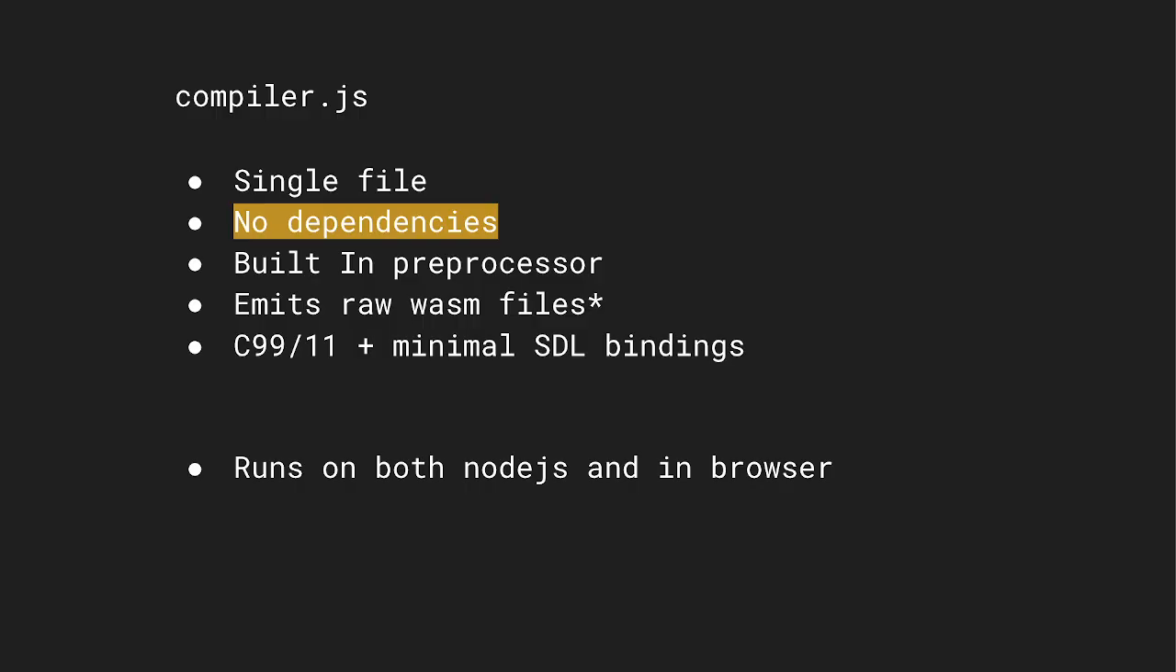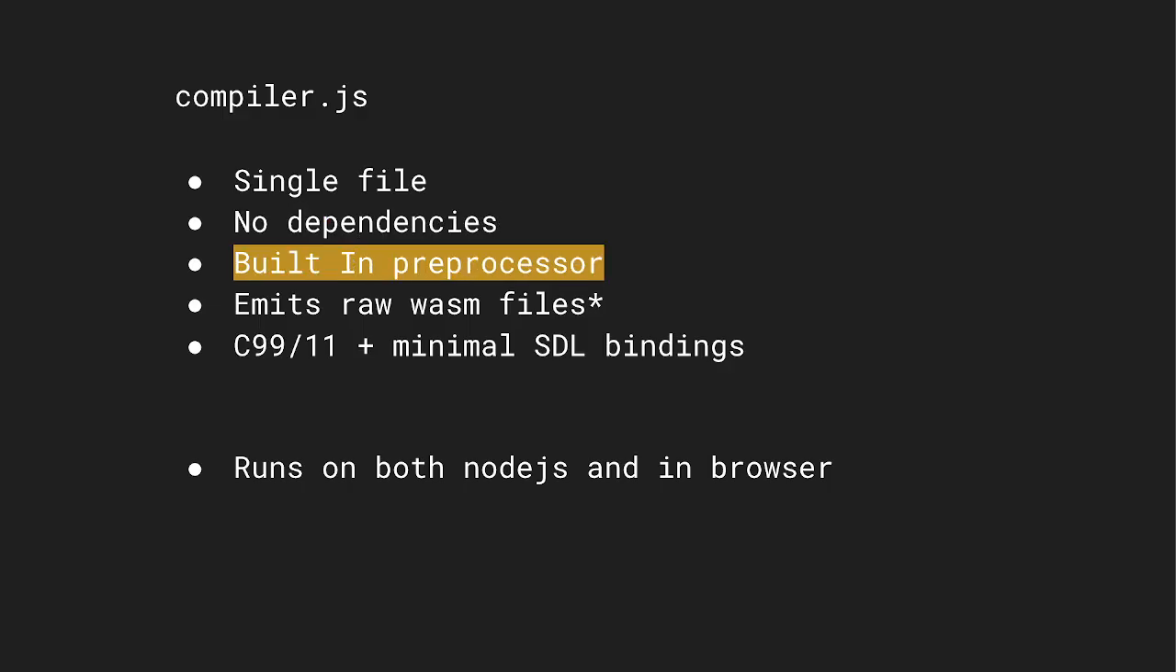And when I say no dependencies, I mean it. There's no package.json. There's nothing to install. You can run it on Node, and it will require fs and path to look up the files. But if you want to just inject the C sources directly and run it from the browser, it also works fine that way. So it really is a truly portable JavaScript single-file C compiler with no dependencies.